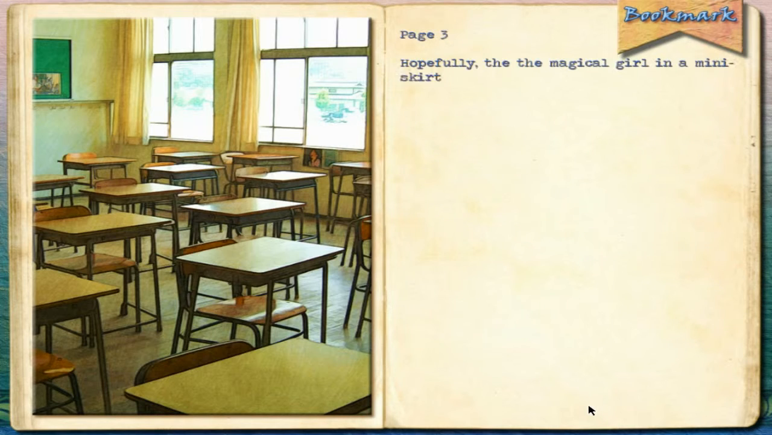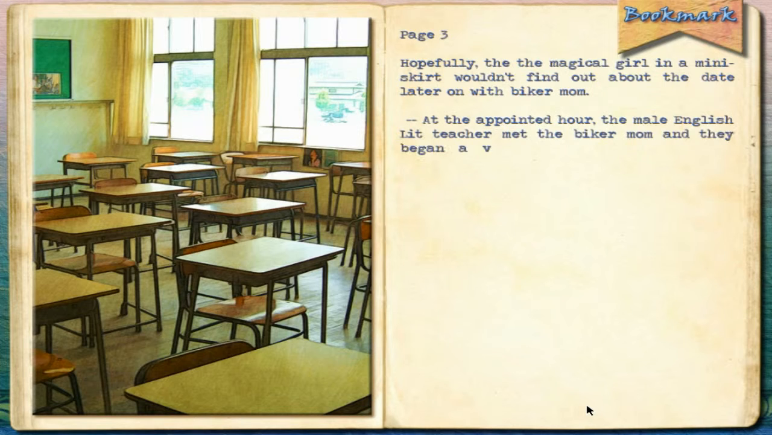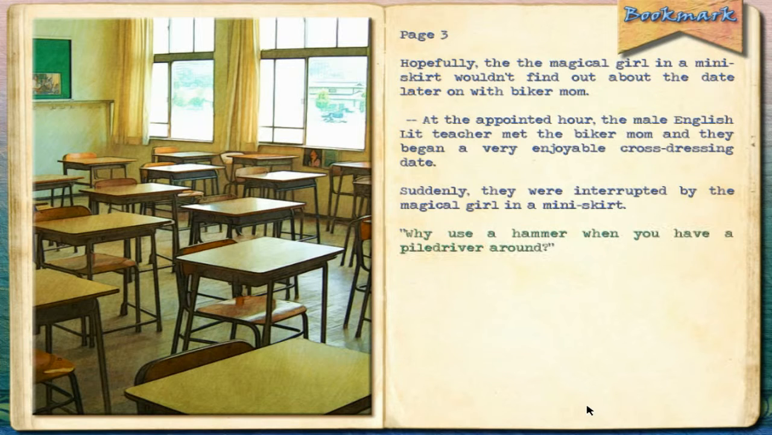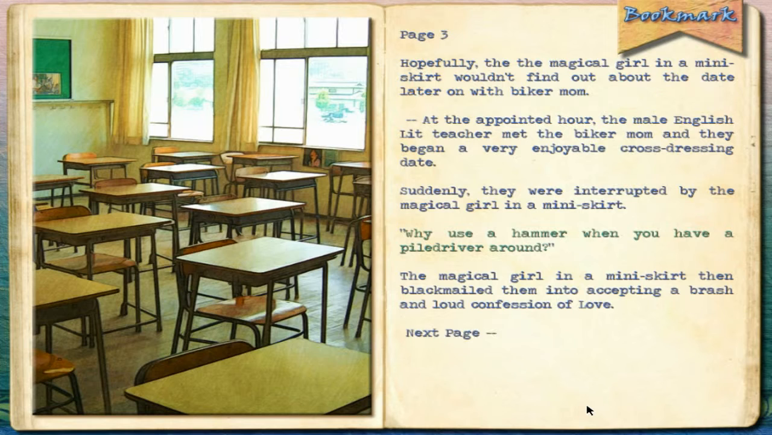Hopefully the magical girl in the miniskirt wouldn't find out about the date later on with Biker Mom. That's the title, ladies and gentlemen. Biker Mom. At the appointed hour, the male English literature teacher met the Biker Mom, and they began a very enjoyable cross-dressing date. Why am I cross-dressing now?